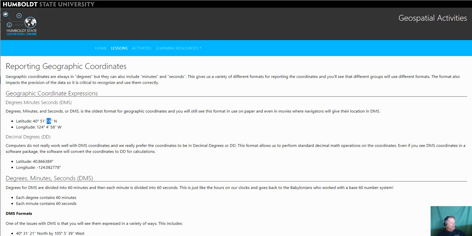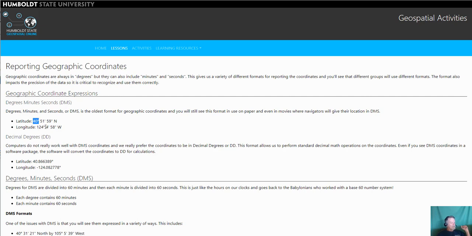The seconds will range from 1 to 59. 60 then flips over and adds 1 to the minutes. Minutes will then go from 1 to 59. When they go to 60, that will add 1 to the degrees. In other words, there's 60 minutes per degree and 60 seconds per minute, just like on a clock, except the latitudes again go from 90 degrees in the south up to 90 degrees in the north.